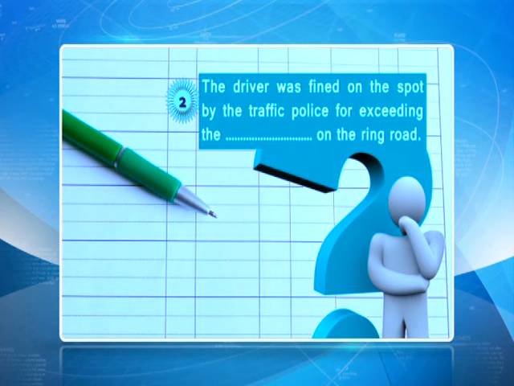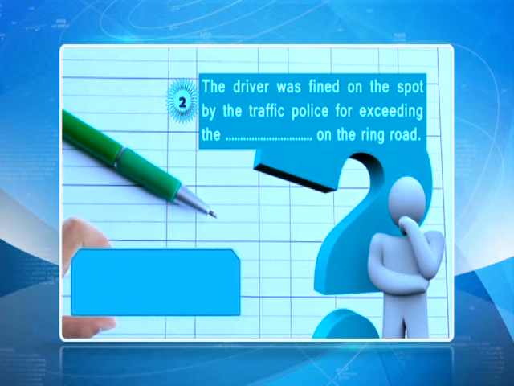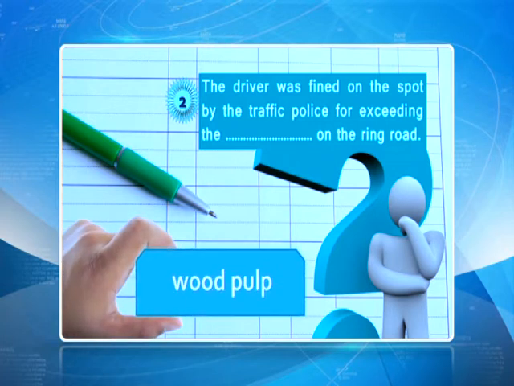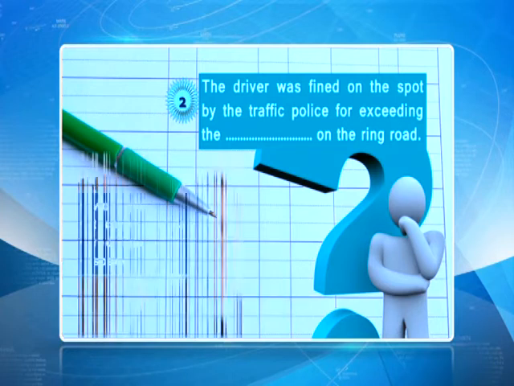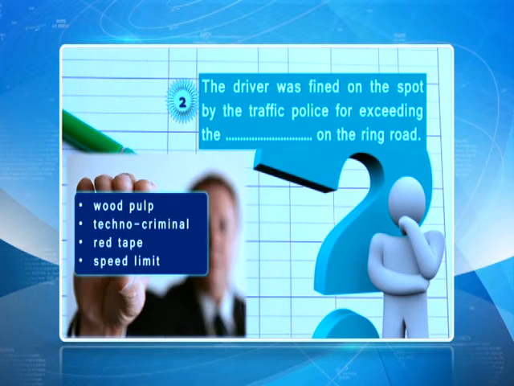We move on to sentence number 2. I'll read it for you. The driver was fined on the spot by the traffic police for exceeding the, and then space, on the ring road. All right? Here is the list of words. The first word is wood pulp. The second one, techno-criminal. Third one, red tape. And the last one, speed limit. Okay? Here is the list of words to choose from to complete the meaning of the sentence. I'll give you some time to think.